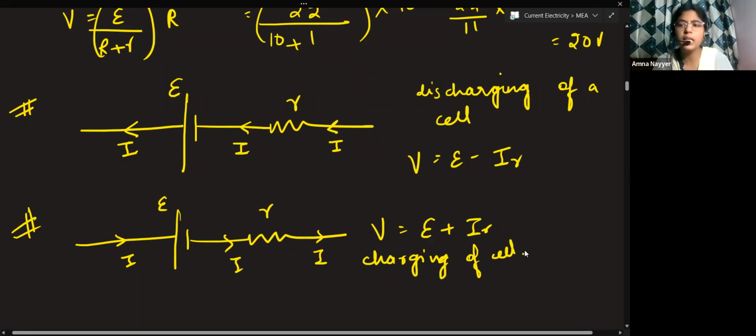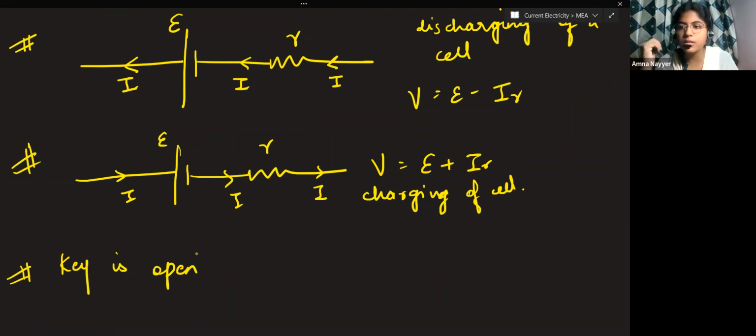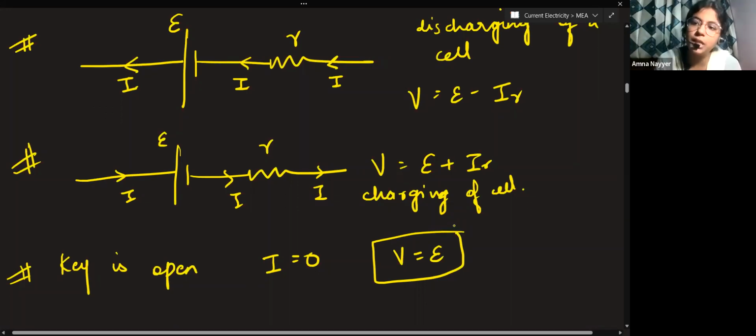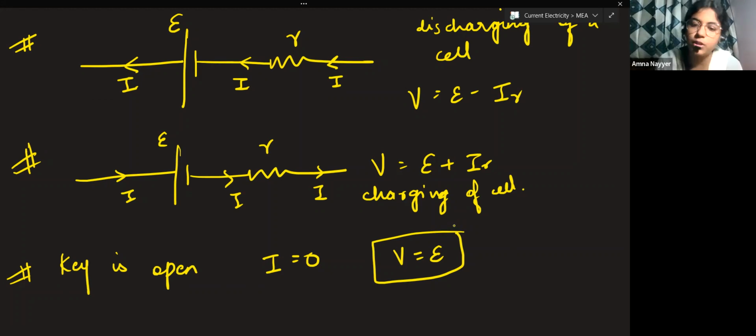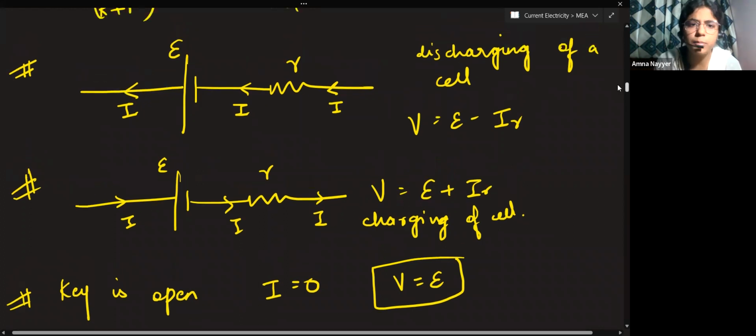And if your key is open, it means your circuit has been broken. So current won't be there in the circuit because a proper connection is not there. So current will be 0, and when current is 0, V will directly be equal to E. The terminal potential difference equals the EMF of the cell when the circuit is an open circuit, key is open. So these 3 points were just left.